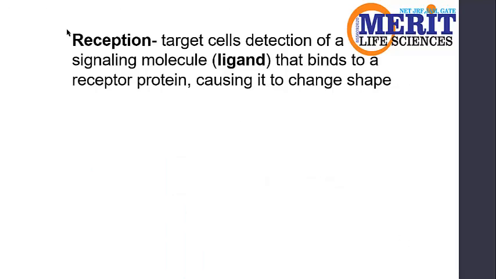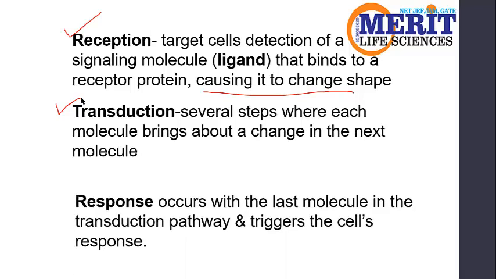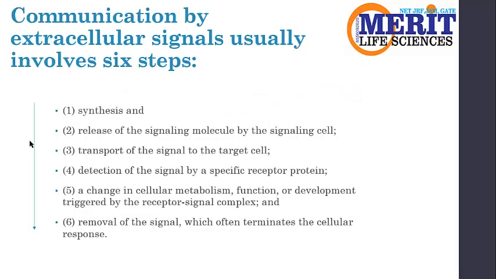So reception is a kind of target cell detection, detecting which kind of signaling molecule is there. So they may often cause a change in the shape. What is transduction? Transduction has several steps where each molecule brings about a change in the next molecule. This is called the transduction. And sometimes there is amplification, multi-time release of the molecule. Response occurs at the last molecule of the transduction pathway and triggers the cell response.